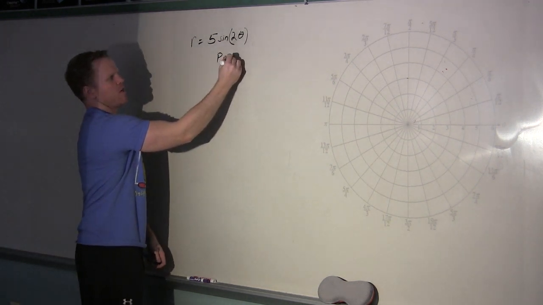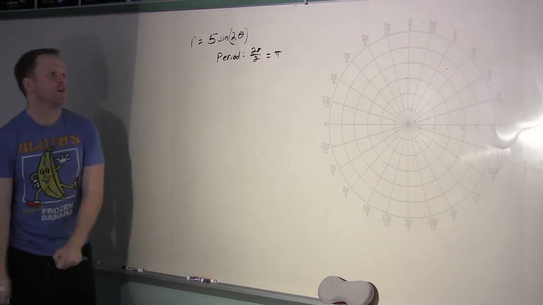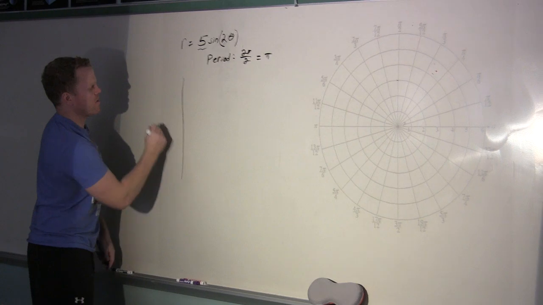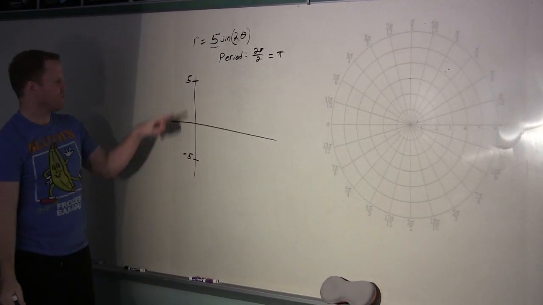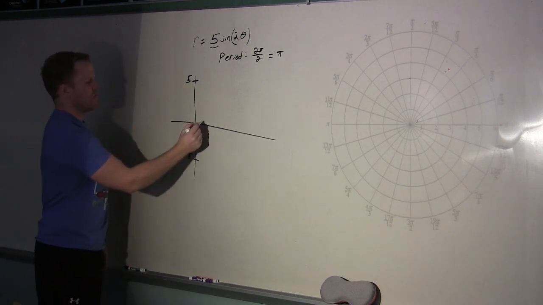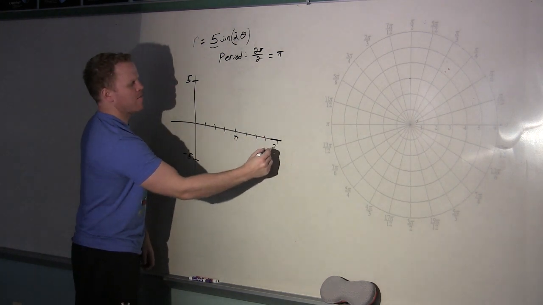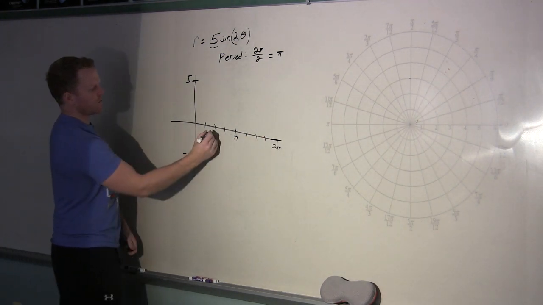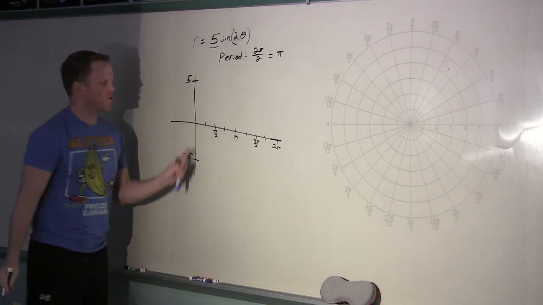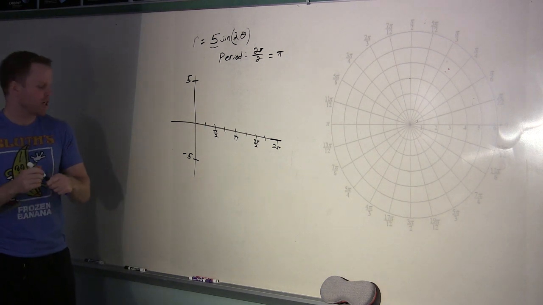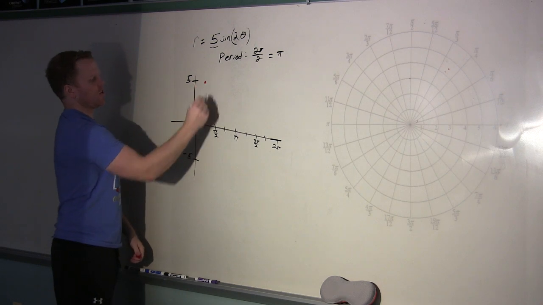The period should just be 2 pi divided by 2, or pi. Amplitude is just 5. So if I'm making my auxiliary graph, 5, -5. You don't really need to make individual tick marks here, but the period has been cut in half, so we're going to finish a cycle by the time we get to pi. So here you want to scale by pi over 4s. You really don't need to label every single horizontal tick mark. So sine starts at the middle, and it increases.